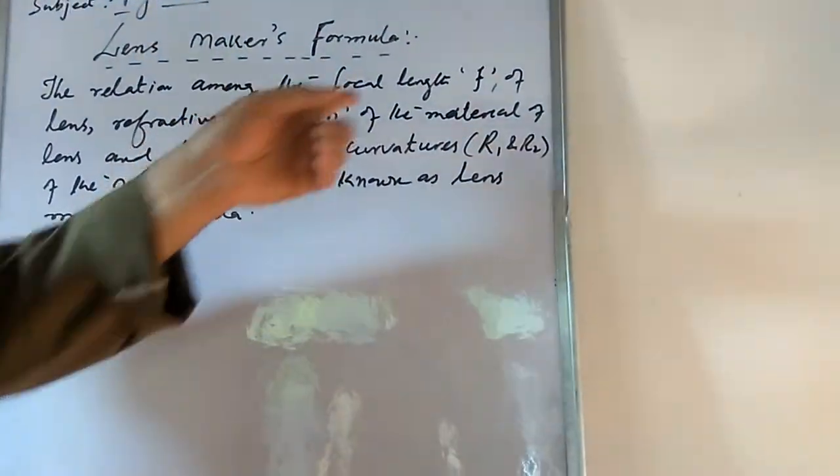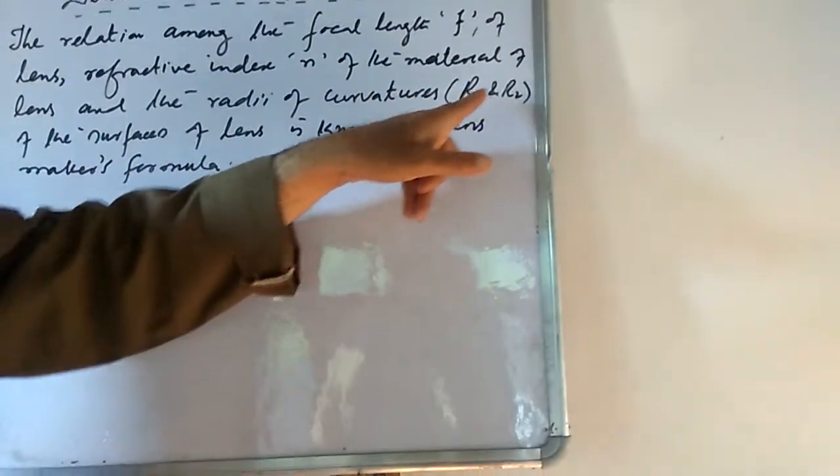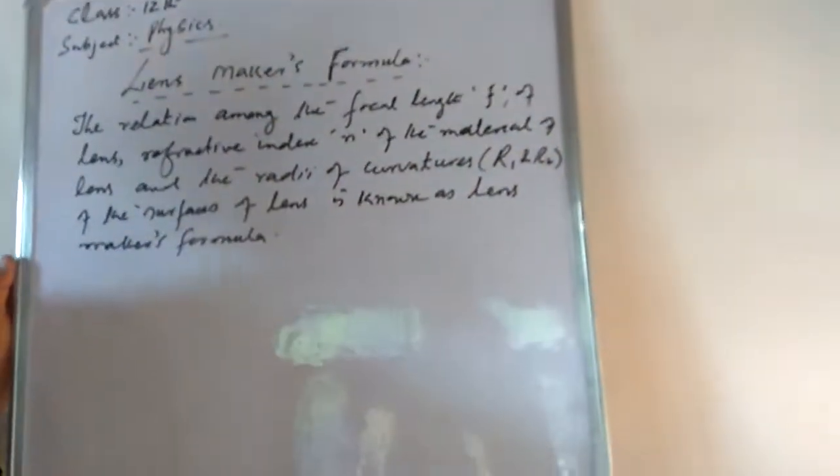So simply, what is the Lens Maker's formula? It is a relation among three things: focal length f of the lens, refractive index n of the material of the lens, and the radii of curvature of its surface, R1 and R2. The relation which connects these things is known as the Lens Maker's formula.